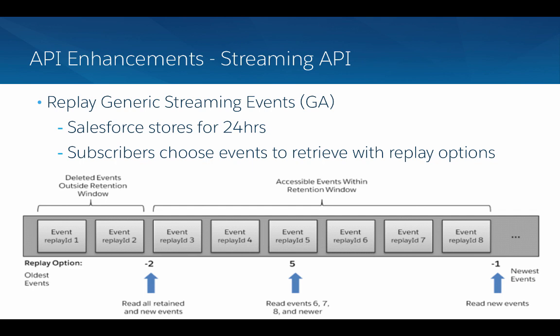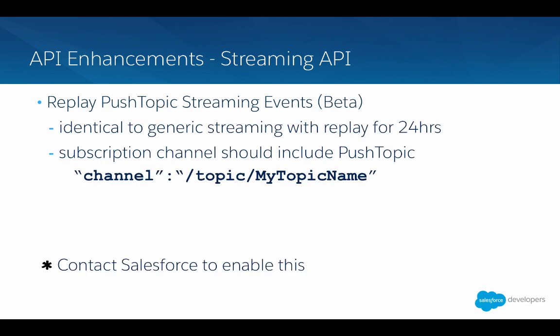All right, and now a couple other streaming API enhancements. This is really awesome. As of Spring, you now have the ability to replay generic streaming events. Prior to Spring, there was no way to replay events, and this made streaming great for things like UI updates, but not ideal for things like detecting changes and synchronizing data. But now subscribers can receive events anytime rather than be restricted to just after they're sent. And so you can grab events from the last 24 hours and choose which events you want to actually retrieve from a few different options.